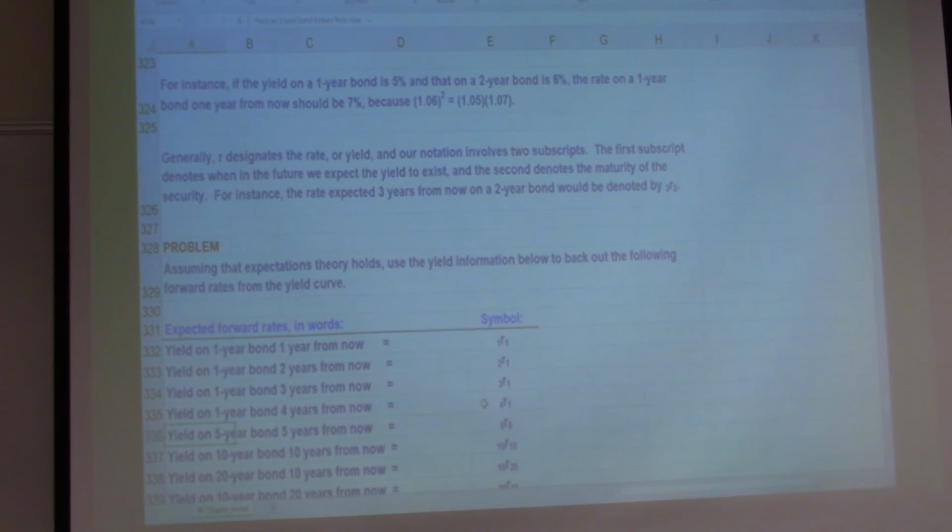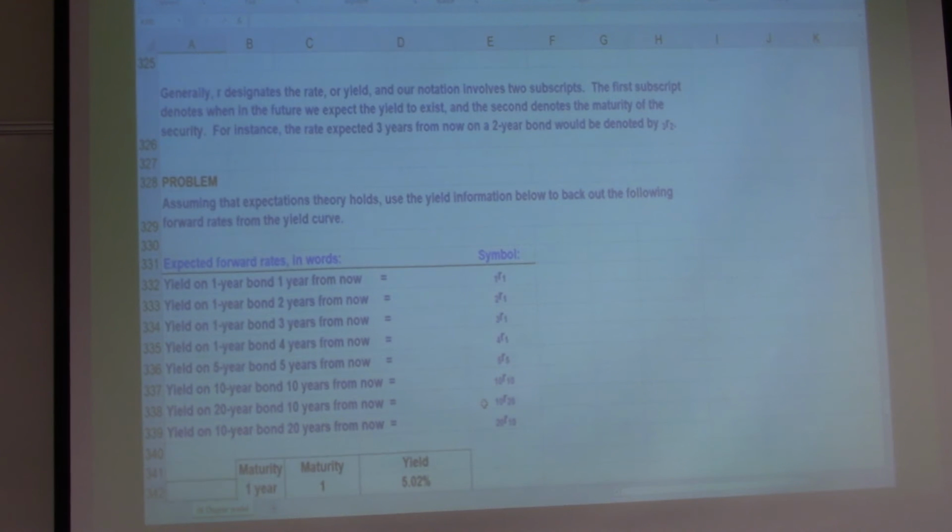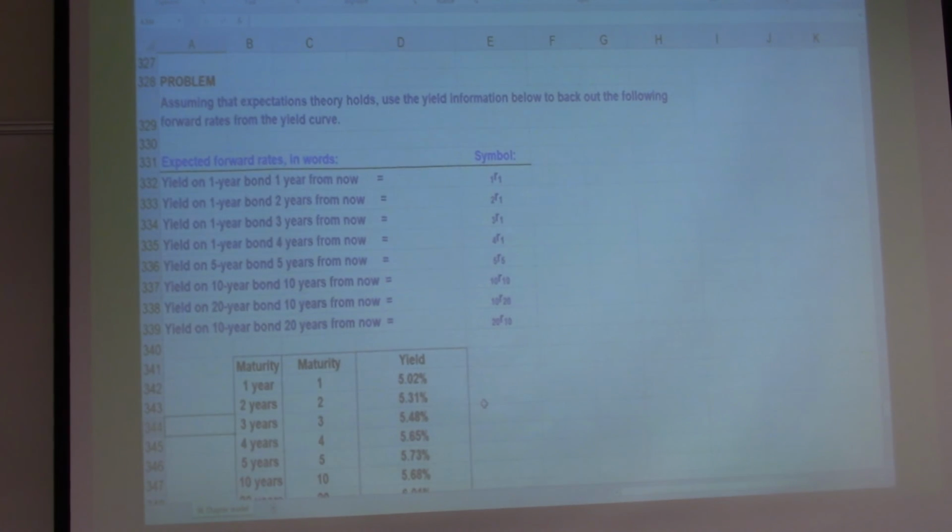Now let's use this equation here, and let's do that. So you see, the yield on a 1 year bond a year from now is a symbol of this one. This is 2 years from now, but it's a 1 year bond. So you consider what the whole period is, and how you break it. Let's give it a try here.